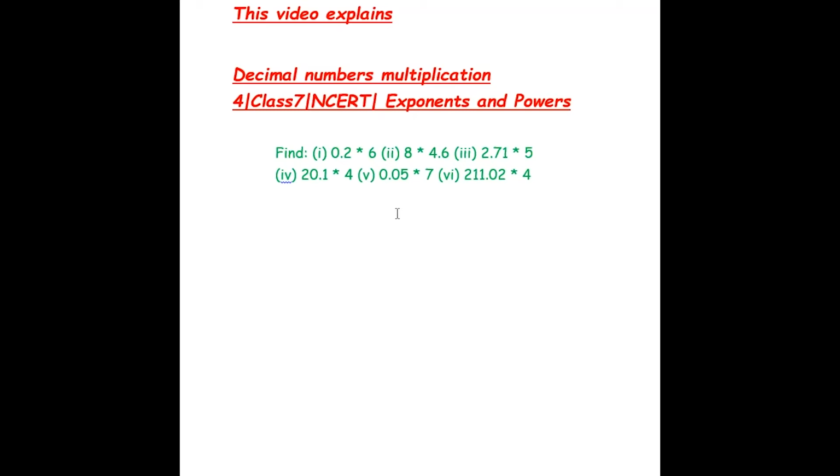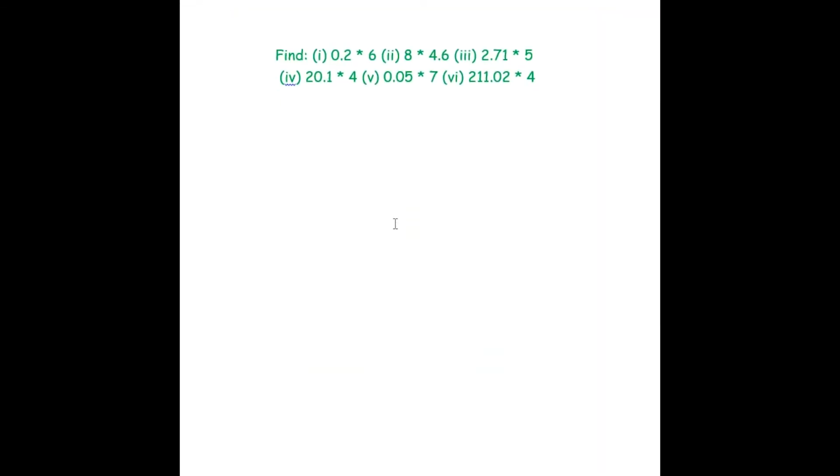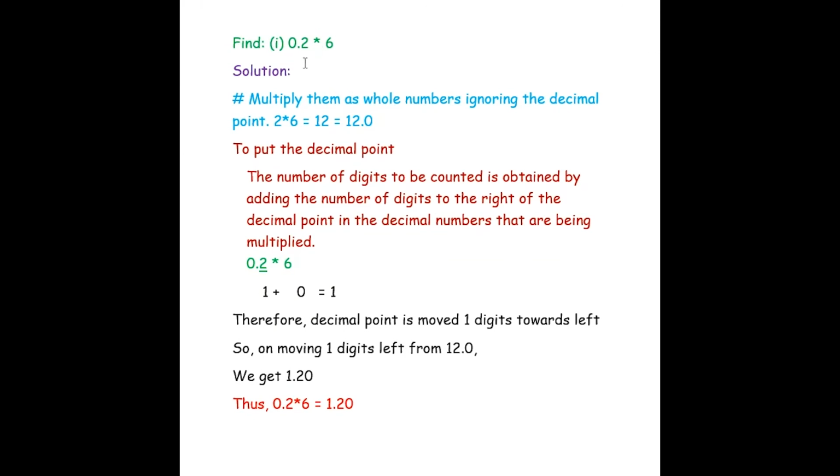In this video, we are going to see a few examples on how to multiply a decimal number with a whole number. So our question is, find the following multiplication of numbers. Let us see one by one. Our first question is 0.2 into 6.